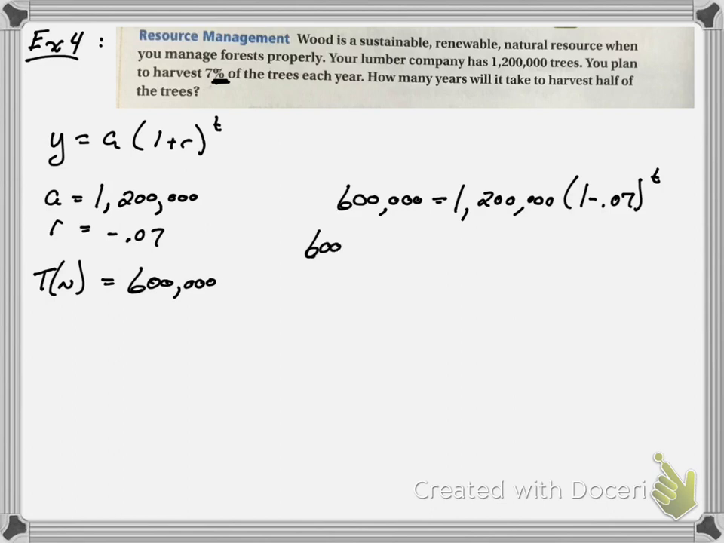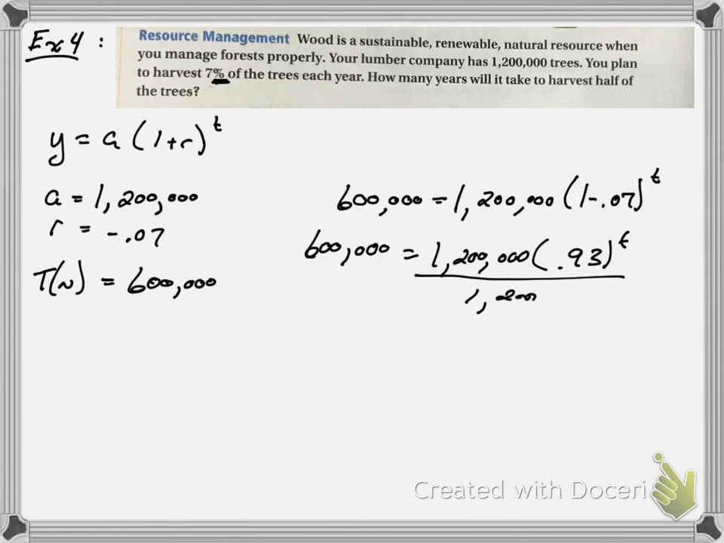So we get 600,000 equals 1,200,000 times 0.93 to the t. Let's start by isolating my variable. I can get rid of this 1.2 million by dividing it on both sides. So we end up with 0.93 to the t equals 0.5. Why? Because 600,000 divided by that is 1/2, or 0.5. You can leave it that way.